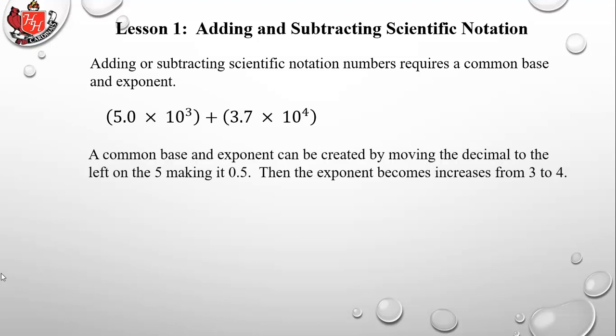So a common base and exponent can be created by moving the decimal to the left on the 5, making it 0.5. Then the exponent increases from 3 to 4. So the number on the left, we're going to make the coefficient smaller from 5 to 0.5, so we're going to make the exponent bigger by 1. So now it becomes 0.5 times 10 to the 4th. So now in both numbers you have a base and exponent of 10 to the 4th. That means you can add the coefficients. So 0.5 plus 3.7 is 4.2, and then it is 10 to the 4th.